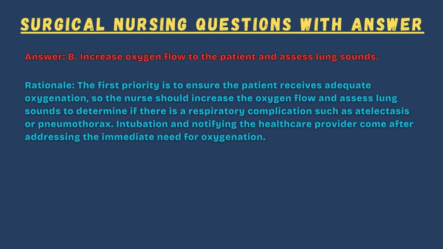Answer: B. Increase oxygen flow to the patient and assess lung sounds. Rationale: The first priority is to ensure the patient receives adequate oxygenation, so the nurse should increase the oxygen flow and assess lung sounds to determine if there is a respiratory complication, such as atelectasis or pneumothorax. Intubation and notifying the healthcare provider come after addressing the immediate need for oxygenation.